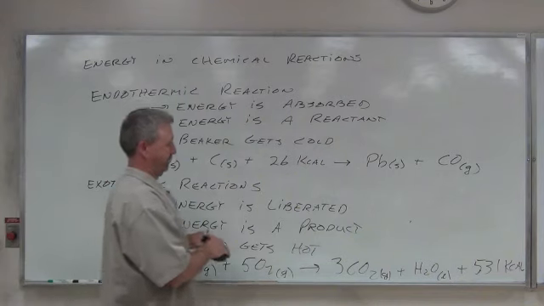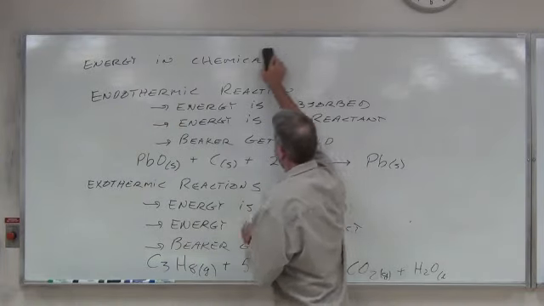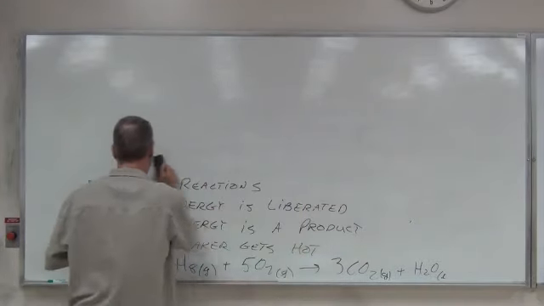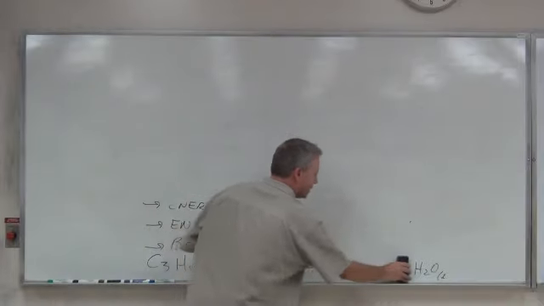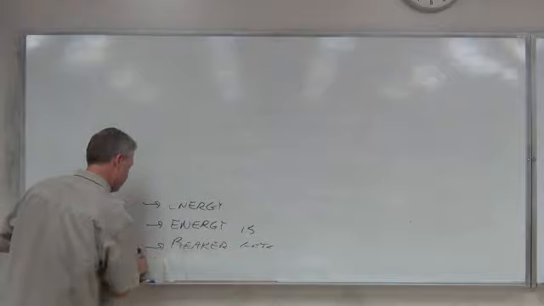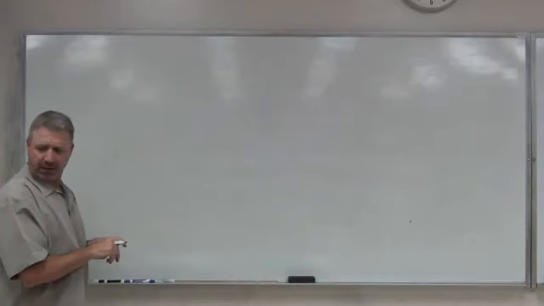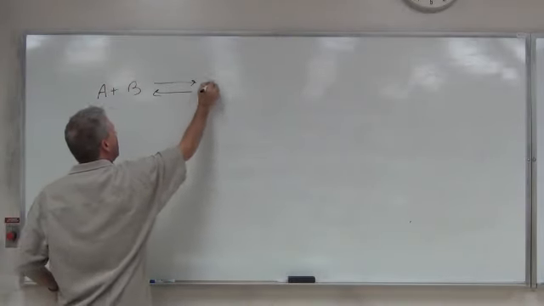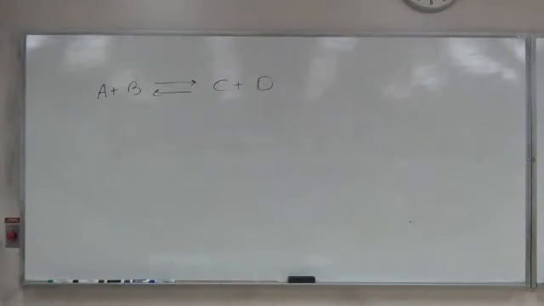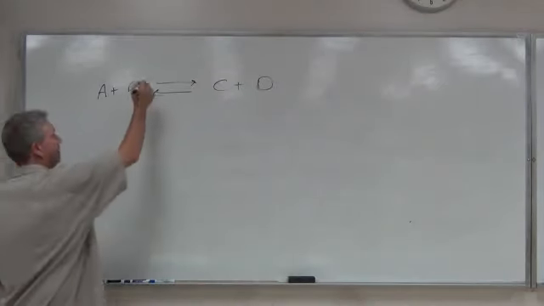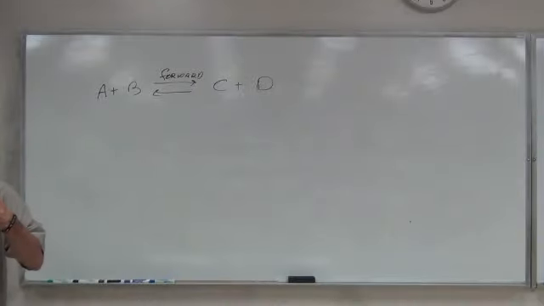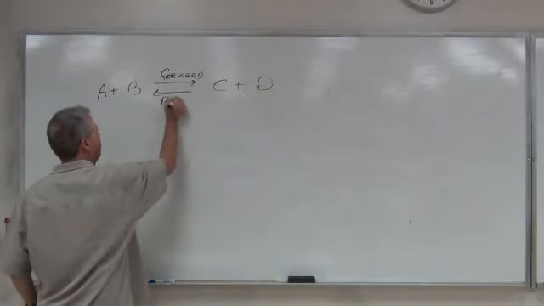Okay, last thing. Reversible reactions. Some reactions are reversible, which means there's a forward reaction and there's a reverse reaction. I don't think we have an example. No, we don't. I'm just going to use some generic terms. This is the forward reaction. Because we read left to right, the forward reaction is always defined as left to right. And this is the reverse reaction.